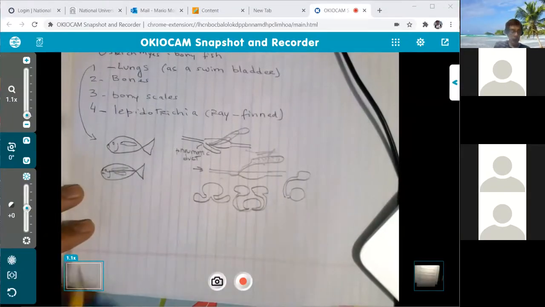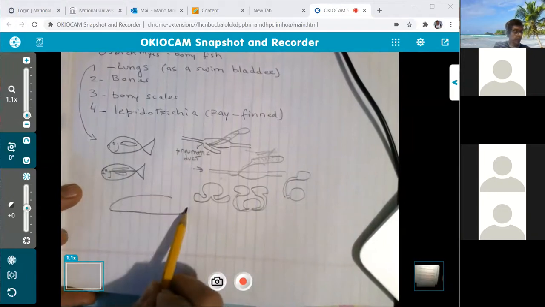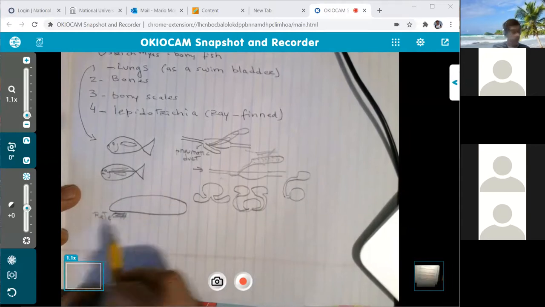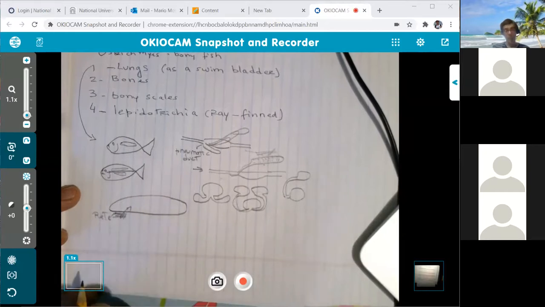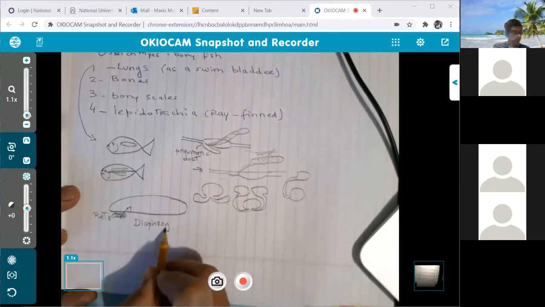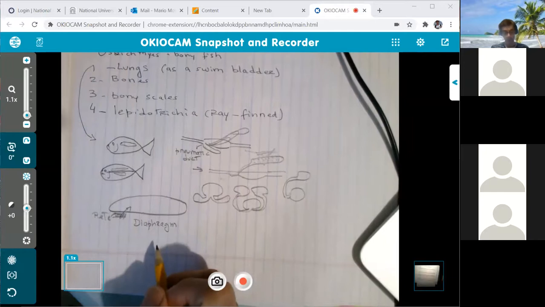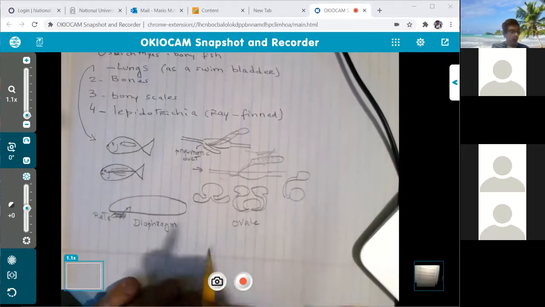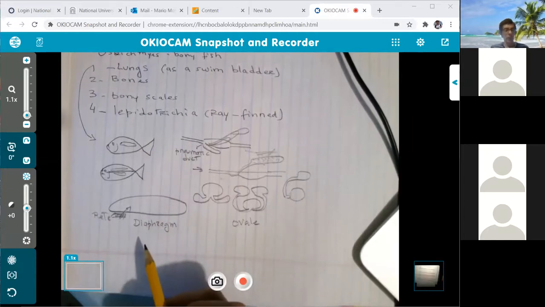The notepad. Okay. So imagine this is the gas gland. Okay. Here you have the rete with the capillary. Okay. So air goes into the gas bladder that way. Okay. So this is called diaphragm. The other one was the ovale. And basically, just think of a diaphragm like the one we have to help us breathe. It's a muscle across the chest.